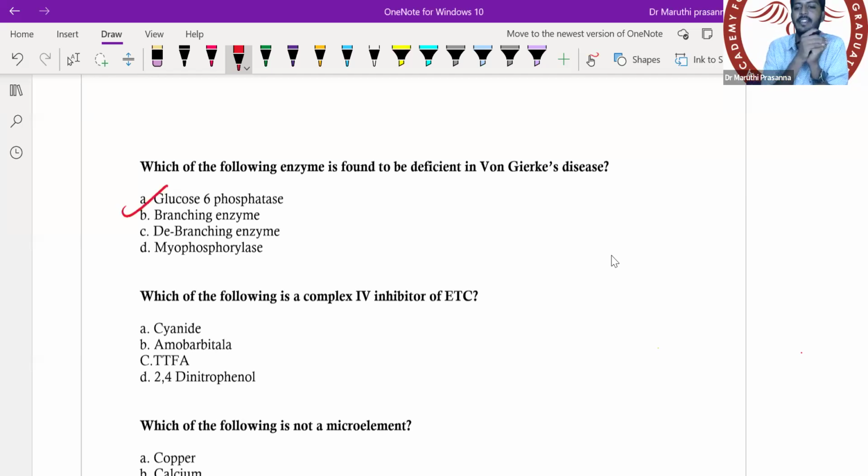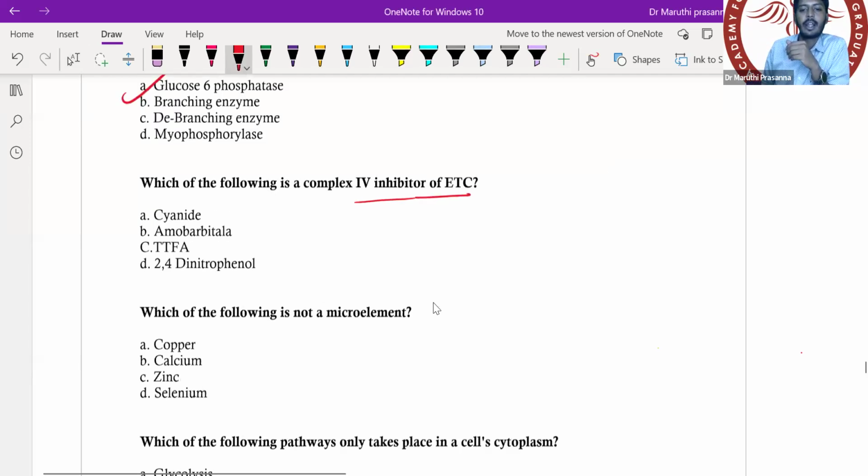Yes, glucose 6 phosphatase deficiency in von Gierke's disease. Okay, let's go to the second question, sir. Complex 4 inhibitor. Which one is the complex 4 inhibitor? 2,4-dinitrophenol, amobarbital, TTFA, and 2,4-dinitro.